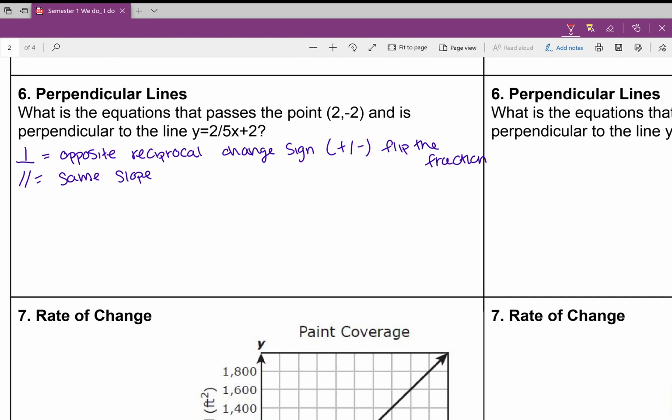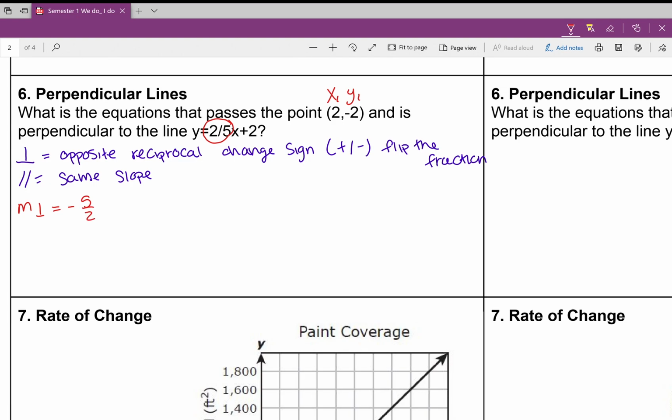So let's start the problem. It says, what is the equation that passes through the point (2, -2), so this is our x1, y1, and is perpendicular to the line y equals 2/5 x plus 2. So this 2/5 right here is our slope. So in order to find perpendicular to that, remember we change the sign and then we flip it. So that means our perpendicular slope is going to be negative 5 over 2. We change the sign and we flip it.